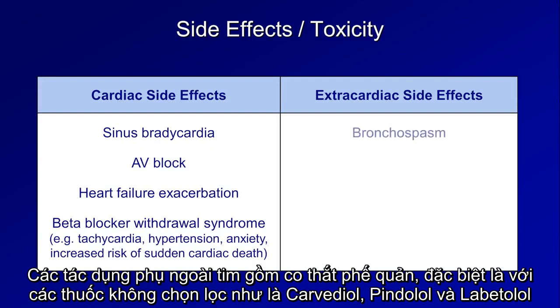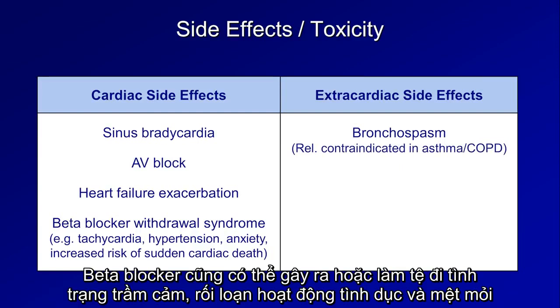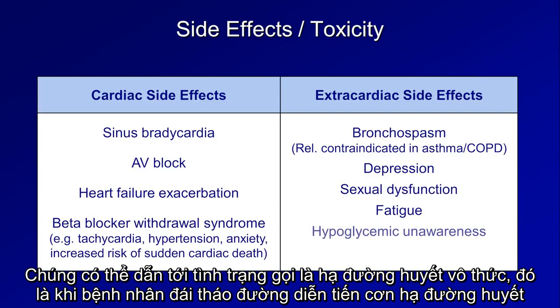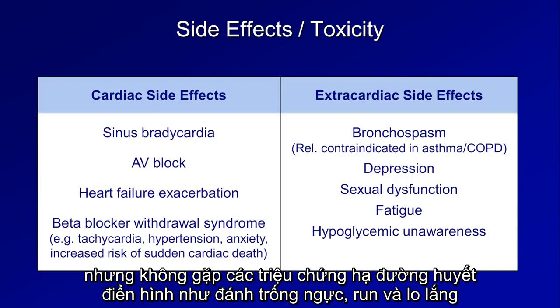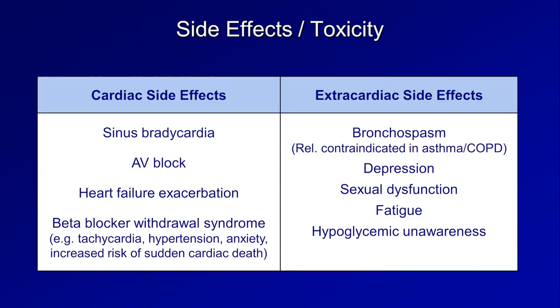Extracardiac side effects include bronchospasm, particularly with the non-selective drugs such as carvedilol, propranolol, and labetalol. Thus, those drugs are relatively contraindicated in asthma and COPD. Beta blockers can also cause or worsen depression, sexual dysfunction, and fatigue. They can lead to something called hypoglycemic unawareness, which is when a diabetic patient develops hypoglycemia but does not experience typical hypoglycemic symptoms like palpitations, tremor, and anxiety, as these are mediated by the sympathetic nervous system.